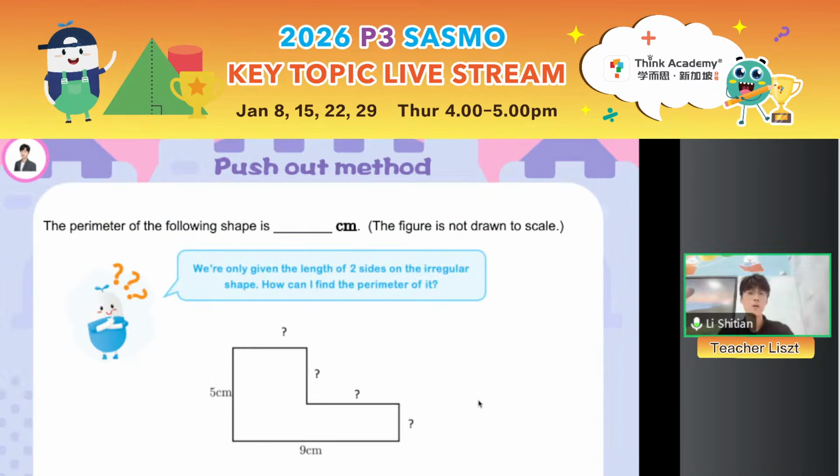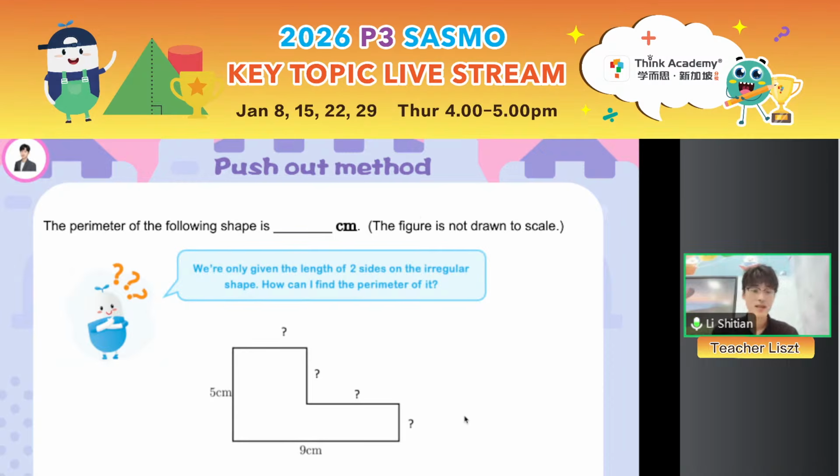So now, what about this? We know how to find out the perimeter of the square. We know how to find out the perimeter of the rectangle. But what's this? Is this the rectangle? No. Is this the circle? No, right? So how can we find out the perimeter of this shape? Let's see. Do you guys notice the name here? It is called the push-out method, right? How can I use this method in this shape?